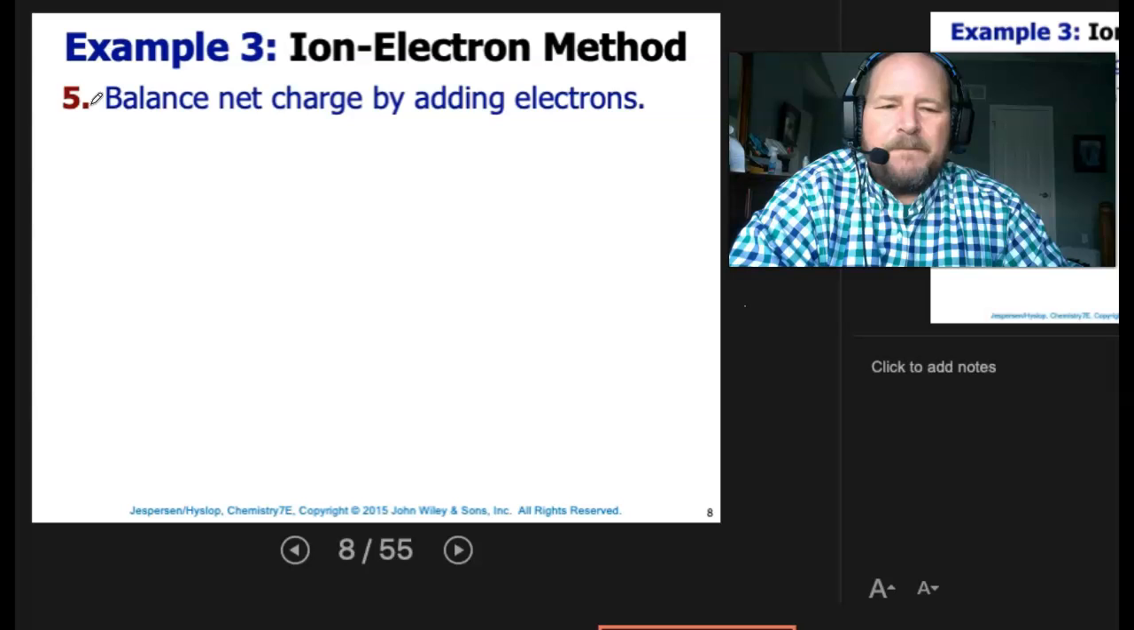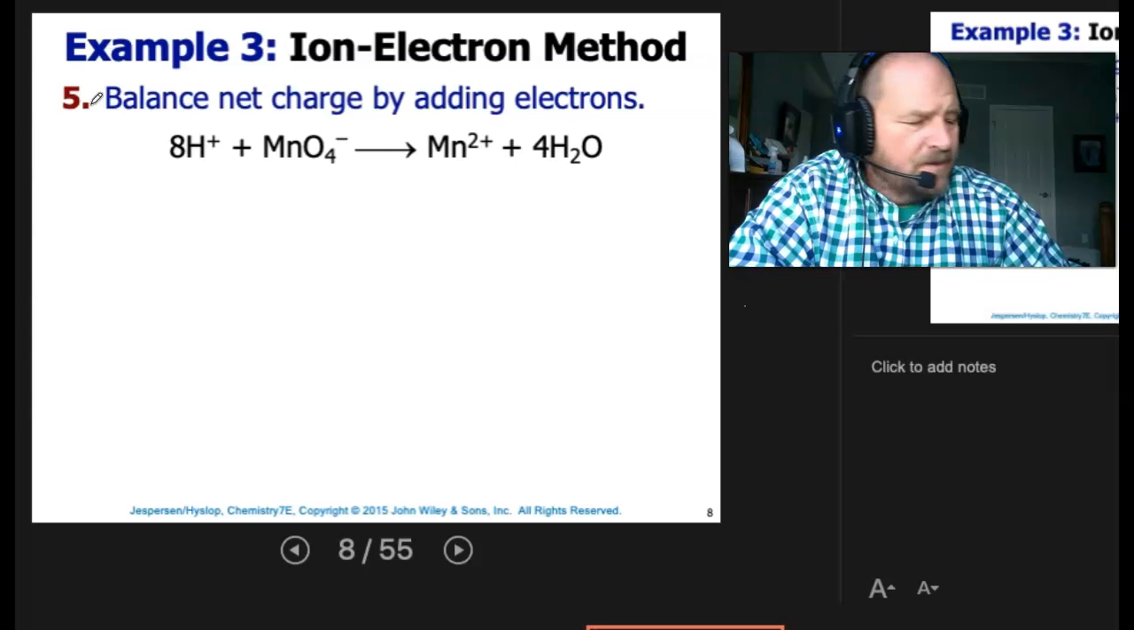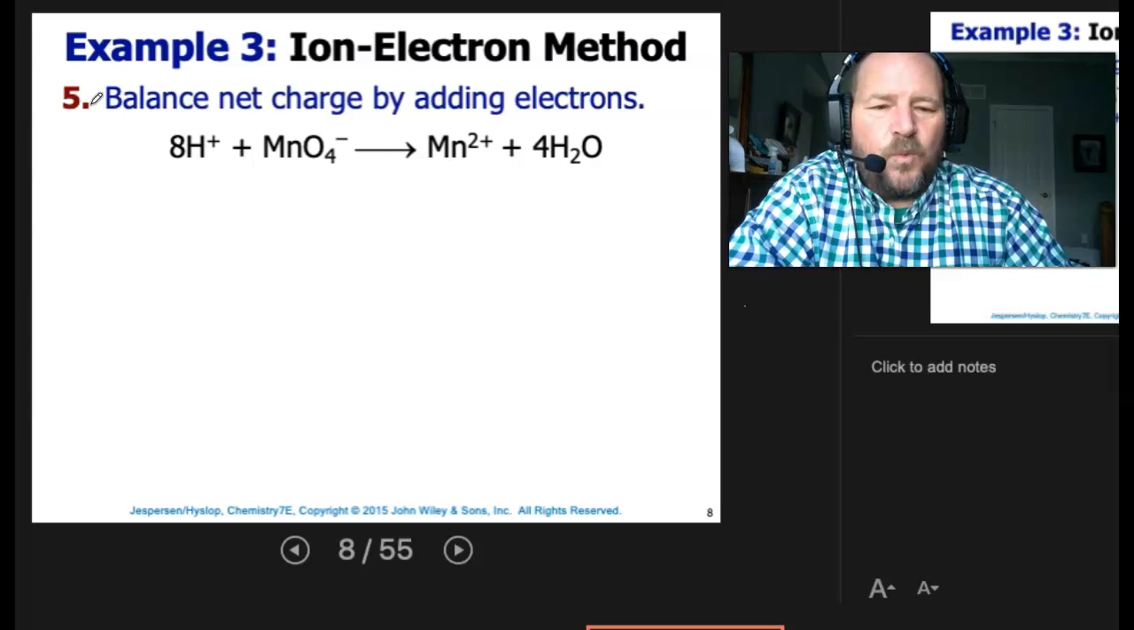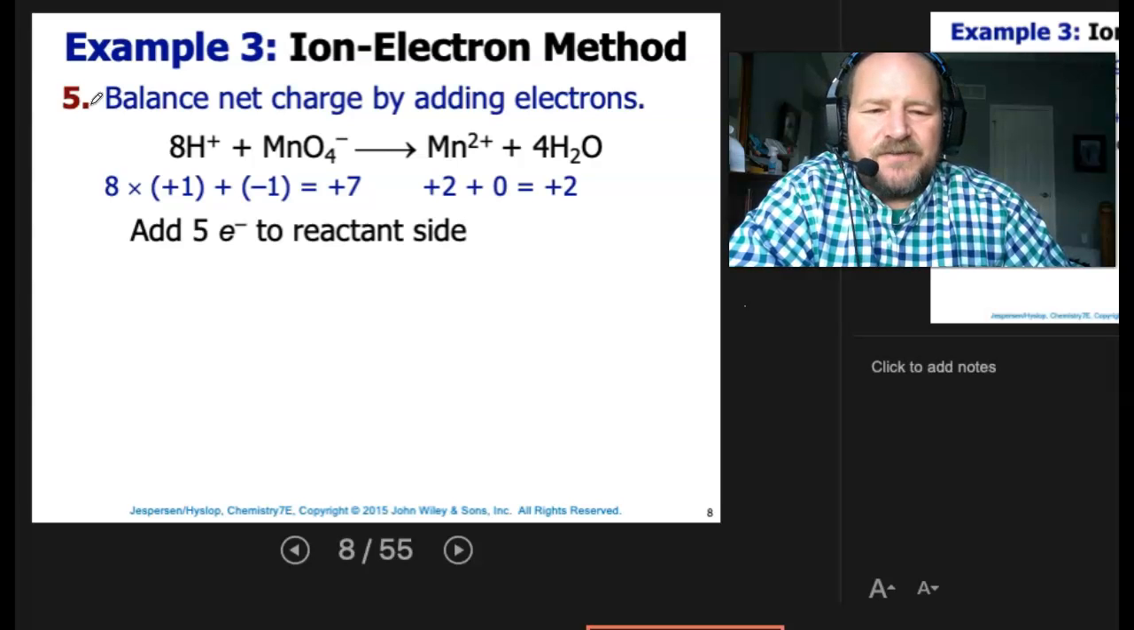All right, now we're going to balance the net charge to get our electrons, right? And so here we're going to take that 8H plus minus 1. That's going to give us a total of plus 7. And then we're going to take plus 2 plus neutral is plus 2. So that means I need to add 5 electrons to the reactant side to give me a plus 2 on both sides.